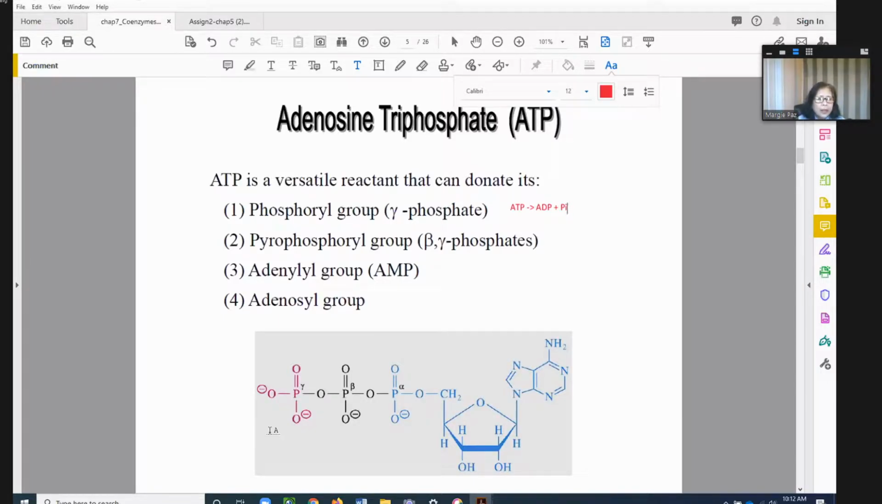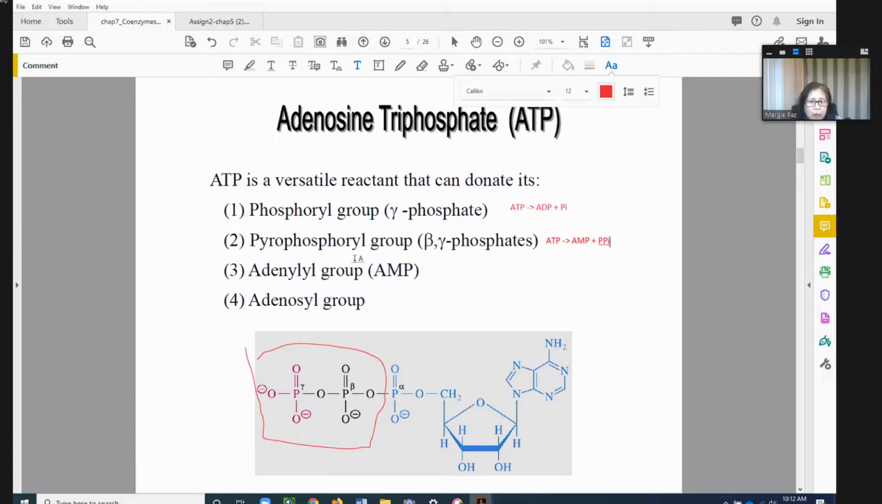The pyrophosphoryl group can also be donated, and the pyrophosphoryl group consists of the beta and gamma phosphates. So this is the pyrophosphoryl group here, and that is a product of the hydrolysis of ATP into adenosine monophosphate, and there's the inorganic pyrophosphate.